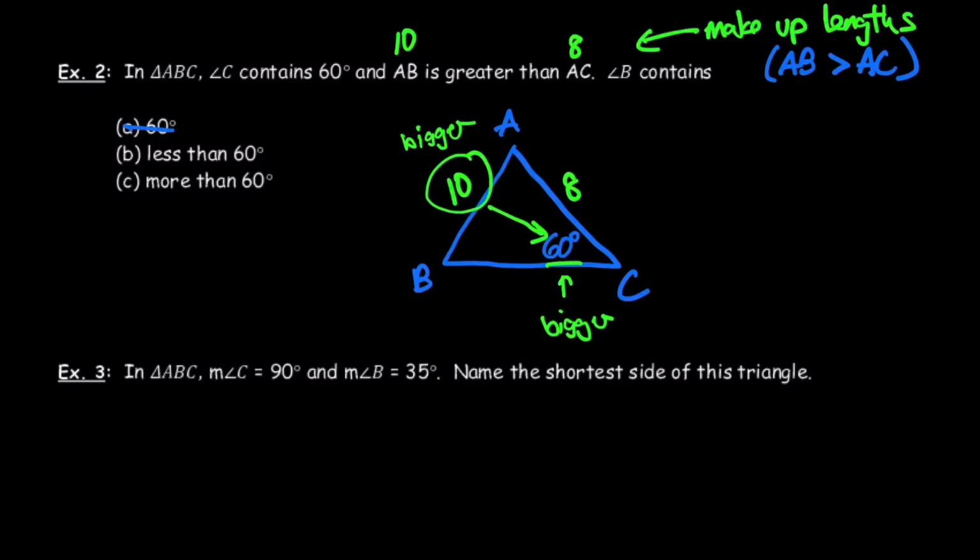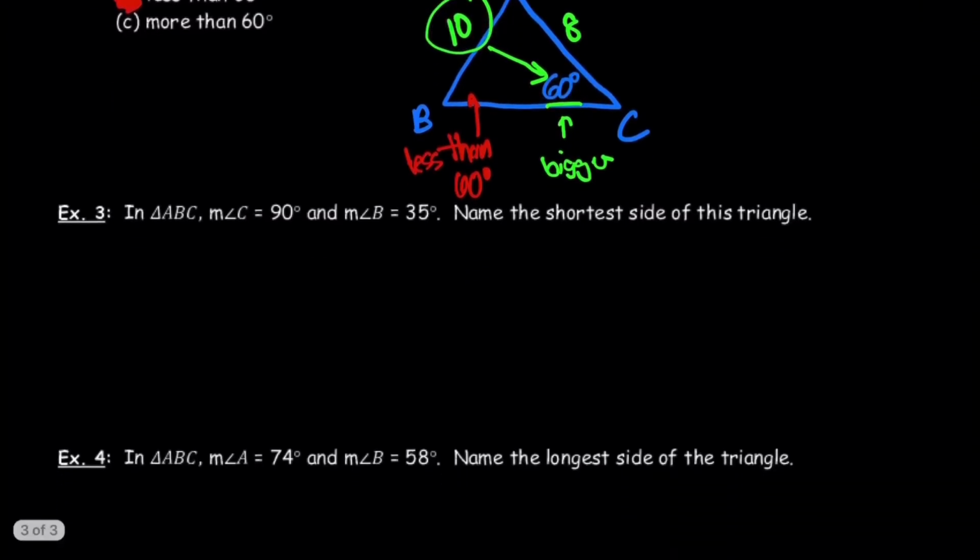Well, if C is bigger than B, that's got to be less than 60 degrees. And that's kind of the reasoning that we're going to have here. It's going to be less than 60 degrees. Why? Because the side it's across from is less than the side angle C is across from. So bigger goes with bigger, like so. All right, another one similar to that.